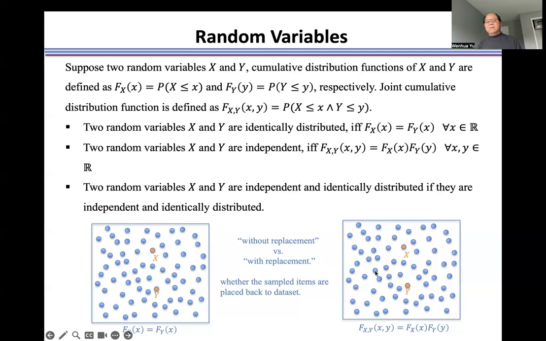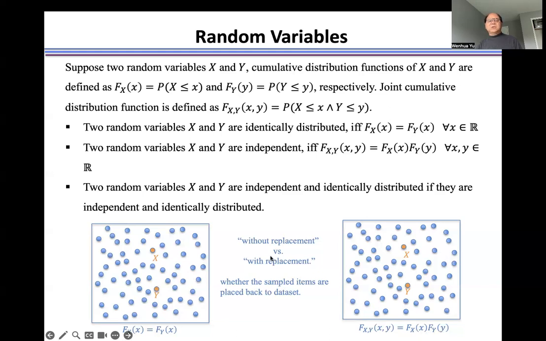For the independent property, for example, we need to calculate the joint probability for sample item x and item y. Using the independent property, that means we can calculate the cumulative distribution for y and x. Then we calculate the multiplication of each probability for the random variables or samples x and y.